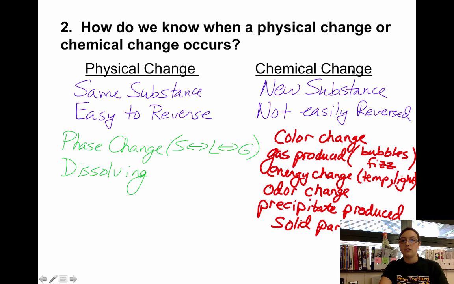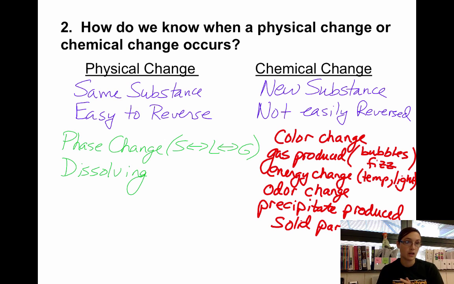In a chemical change, you can make a note above chemical change, that's chemical reaction. If it's a chemical reaction, it's a chemical change. In a chemical change, we formed a new substance. We formed something completely new. And chemical changes are not easily reversed. They're not easily reversed at all. And then we have ways to tell if we have formed a chemical change. Some examples of chemical changes are rusting, that's a chemical reaction, cooking something, burning something.